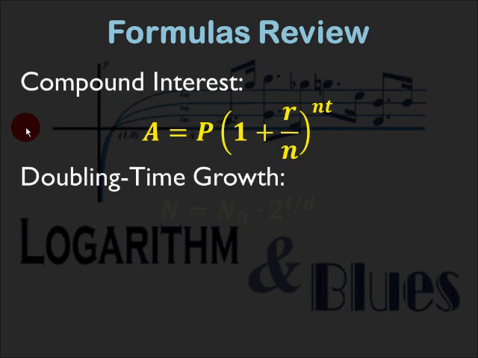For doubling time growth, N is equal to N naught times 2 to the T over D power. N is how much you end up with. N naught is how much you started with. The 2 represents the doubling. T is the time it takes to go between N naught and N, and D is the rate of doubling. In the doubling time problem or growth problem, N is always going to be bigger than N naught.